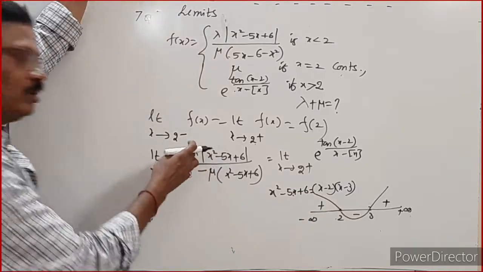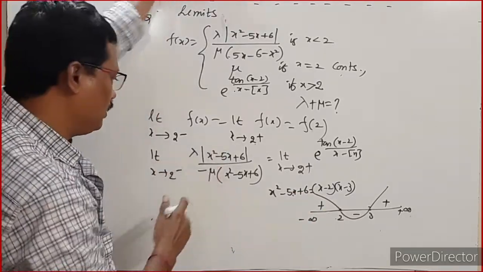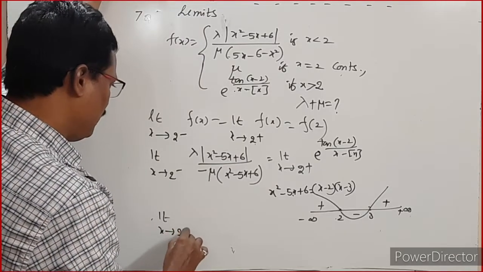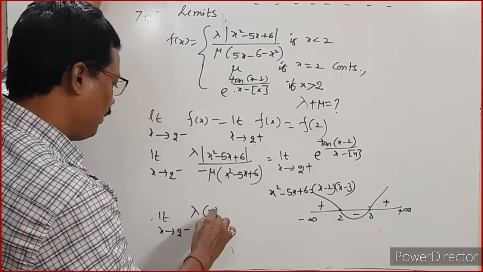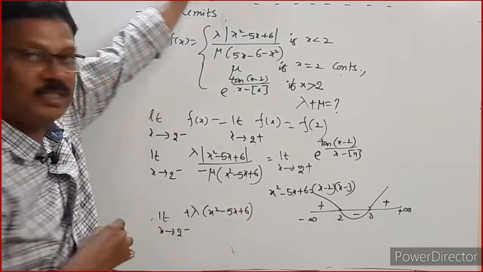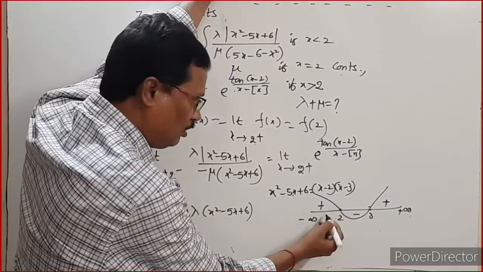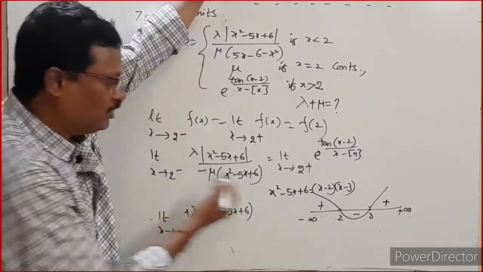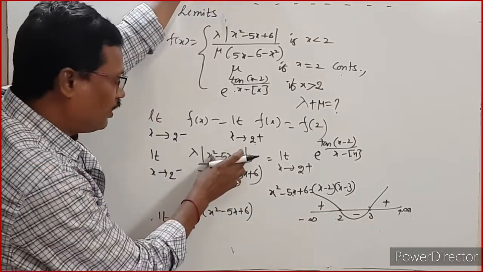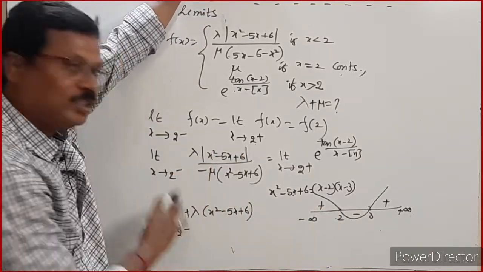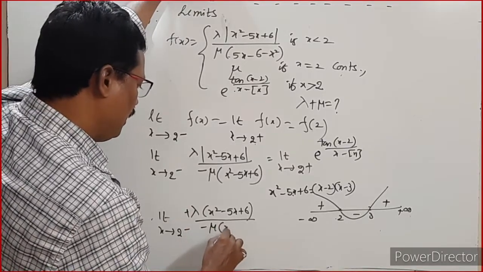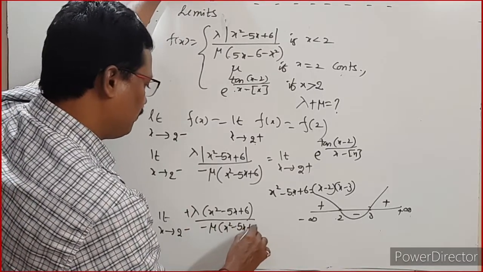Since it is a positive, if we leave the modulus, limit x tending to 2 minus lambda into plus x square minus 5x plus 6. Is it correct? Since less than 2, in the left limit just less than 2, therefore this is a positive. Since it is a positive, therefore leave the modulus, keep the plus sign, by minus mu into x square minus 5x plus 6.